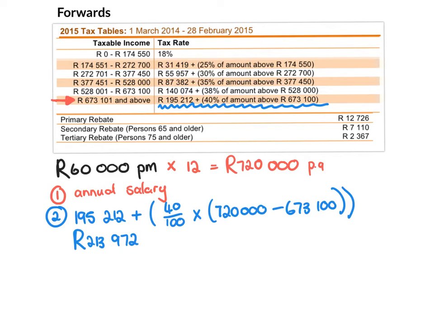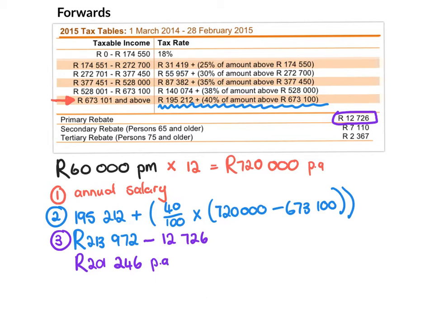We have to look at the rebates. So most people just get the primary rebates unless it is stated that they are over the age of 65 or over the age of 75. So let's say that this person is not over the age of 65. So remember that a rebate is money that you get back, so it makes your tax less, and that's why we need to subtract it from the tax we just calculated. So we're going to subtract 12,726, leaving us with an amount of 201,246 Rand. And this is his tax per annum.